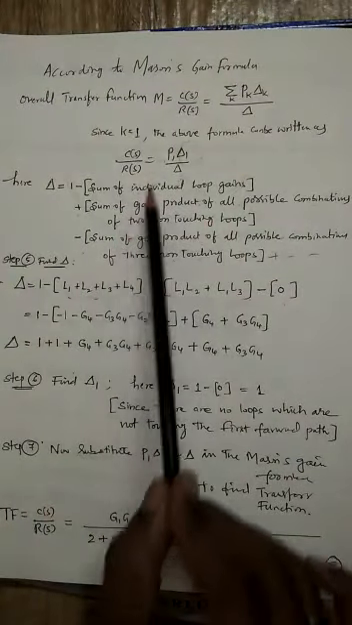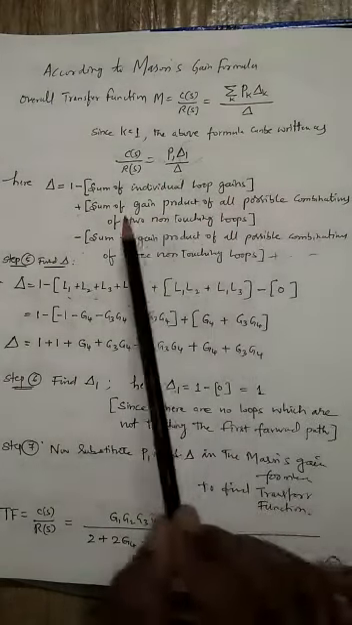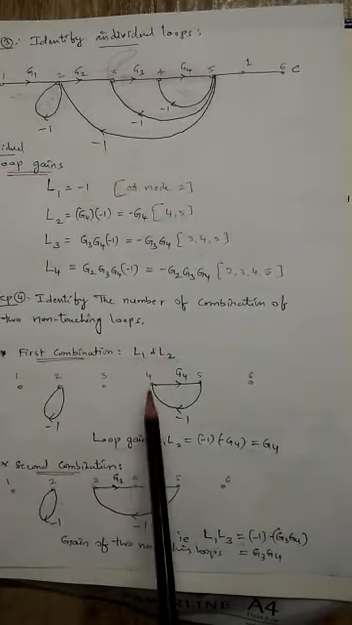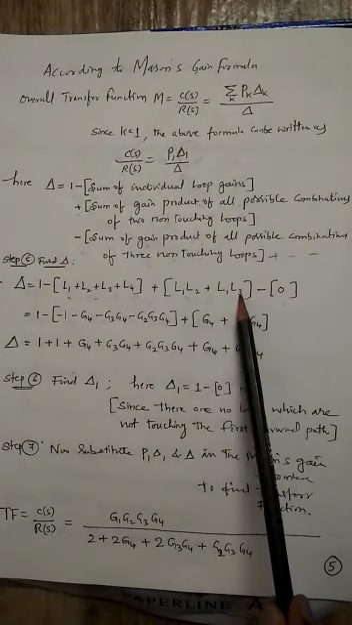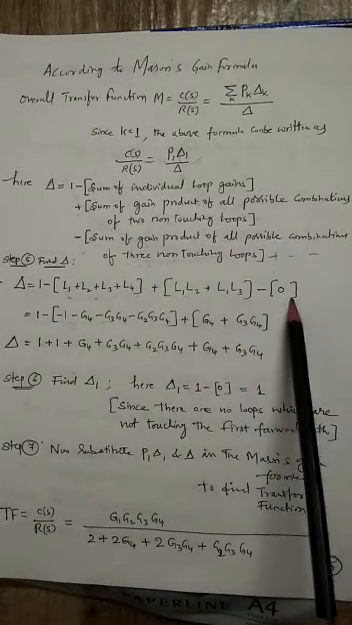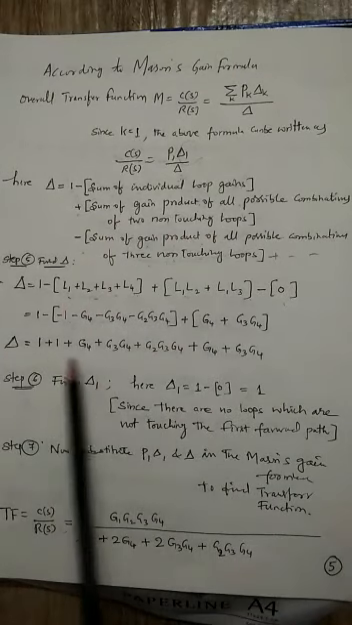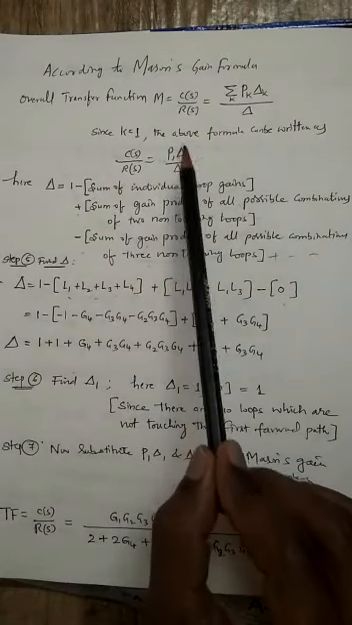This is the first term. Plus the sum of gain products of all possible combinations of two non-touching loops. We have only two possible combinations of two non-touching loops. One combination is L1, L2, another combination is L1, L3. So we have to sum these two. If you have one more combination, you add. Next, you don't have three non-touching loops, put zero. Then substitute all the values of L1, L2, L3, L4, and also this, and you get the value of delta after simplification. So you got P1, you got delta.